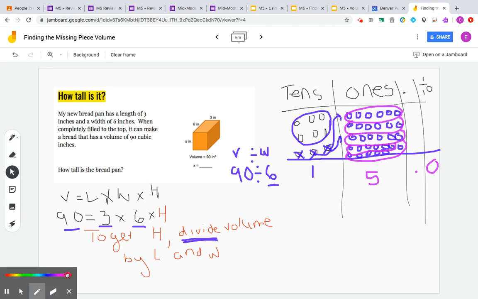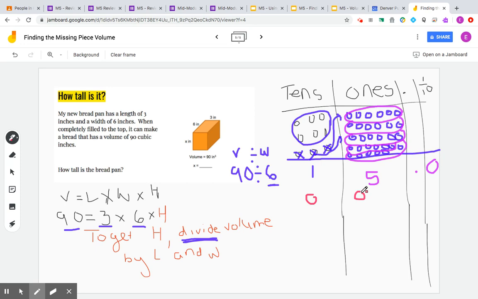So now I have to take my answer that I've just gotten, 15, and I have to divide that by my length because I have to divide my volume by both the width and the length. Some of you guys have been multiplying the length and the width together and then dividing, or else you can divide by parts. So I'm going to make this into place value dots, and I'm going to do my equation.